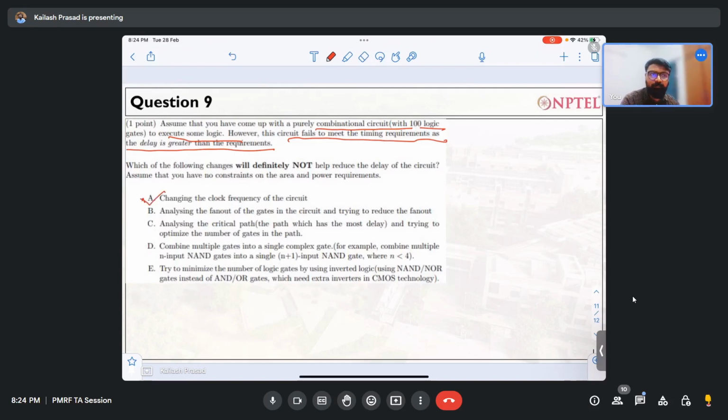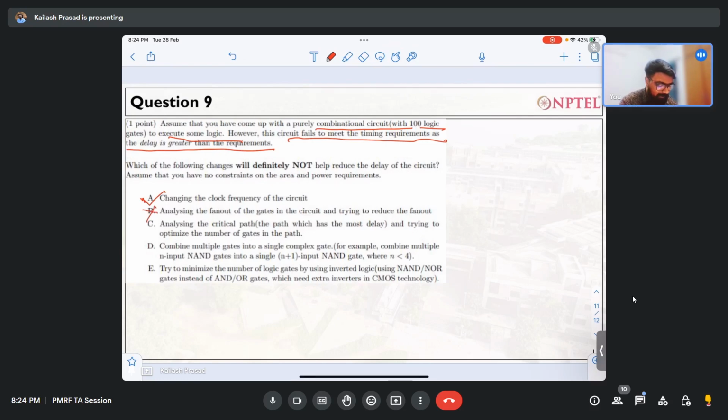It won't help. If you move to the second part, analyzing the fan out of the gates in the circuit and trying to reduce the fan out. So what do you mean by fan out? Fan out means how much output load it can drive, or how much output capacitance it has. If you reduce the output capacitance, the output load, it will increase the speed of the circuit. So this is a correct option, it will help in reducing the delay. So for us it is the wrong option.